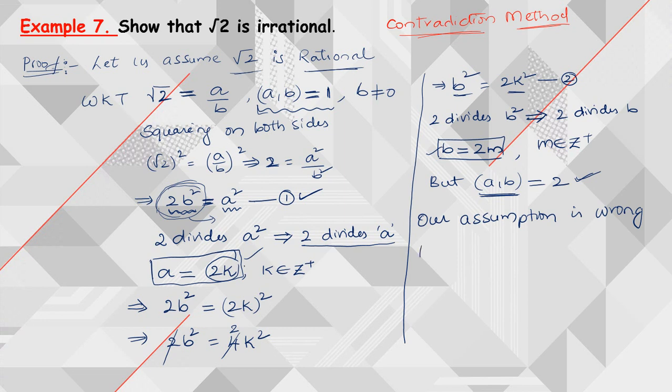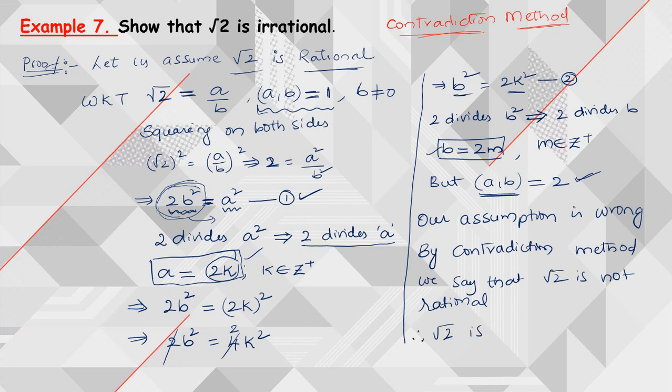So from this clearly, what is the method? By the contradiction method. So by the method of contradiction, we say that root 2 is not rational. Here we are not directly saying that it is irrational. We can say that root 2 is not rational. If a number is not rational, then the only possibility is that it is irrational. So therefore root 2 is an irrational number.